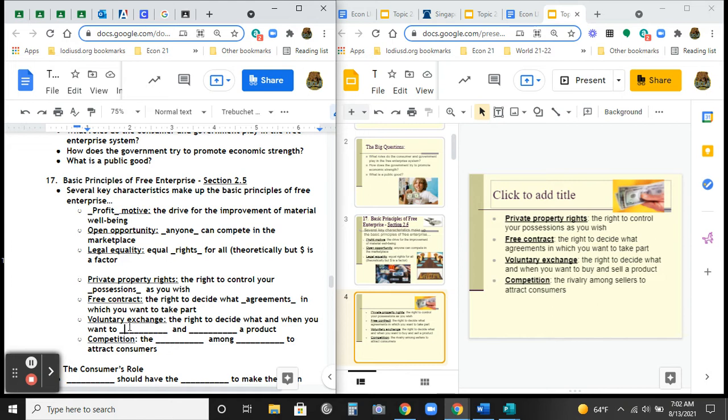But okay, anyway, voluntary exchange, the right to decide what and when you want to buy and sell a product. No one's making you buy and sell at any particular time. Pretty much up to you.